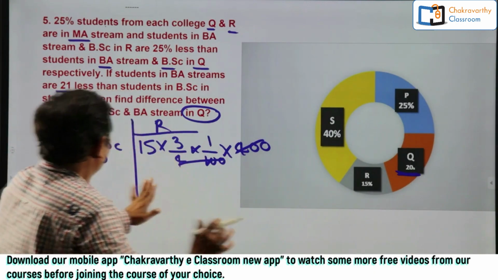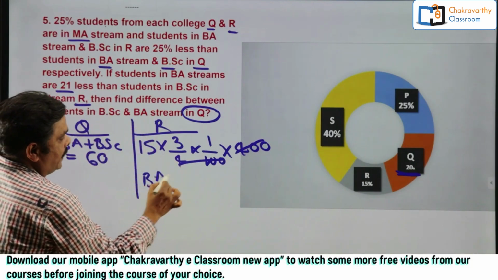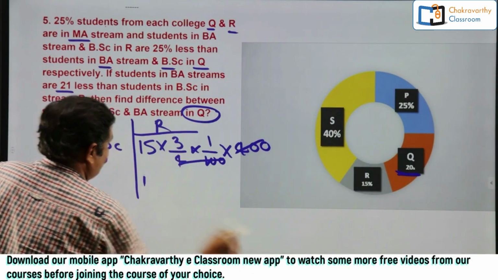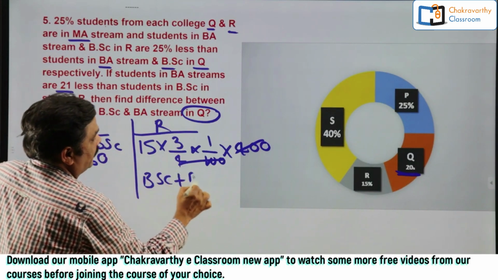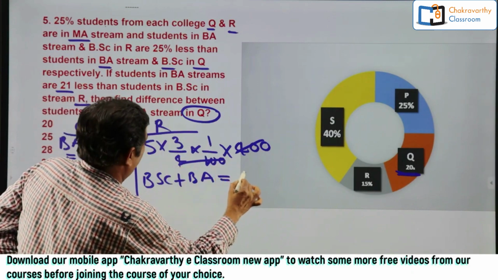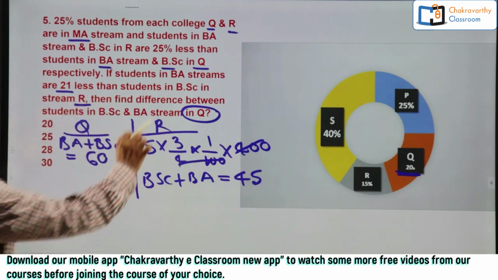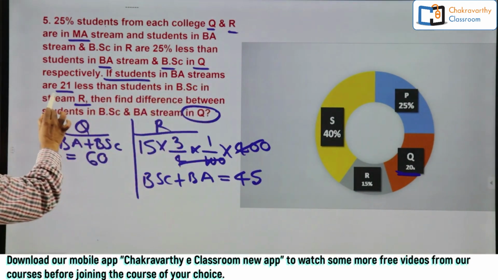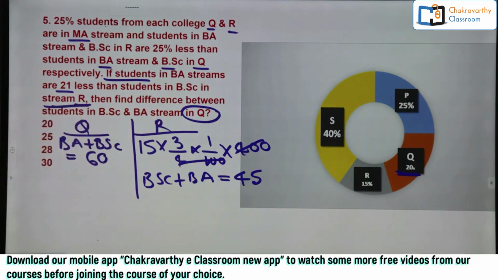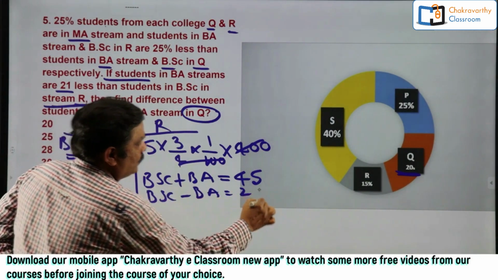So total students from BA and BSc in R, BSc plus BA, is 45. The next clue they have given is very important. If students in BA stream are 21 less than the students in BSc in R, that means BSc minus BA is equal to 21.